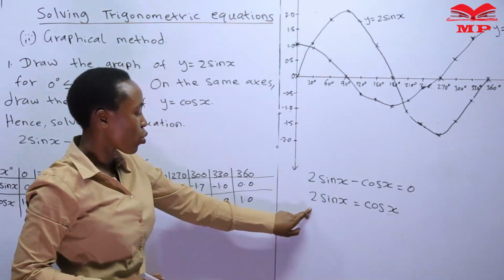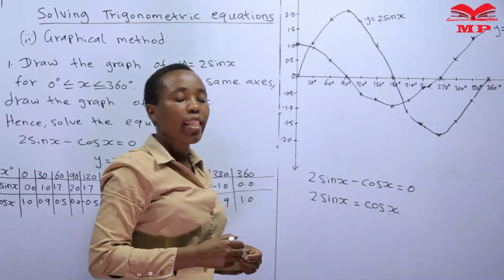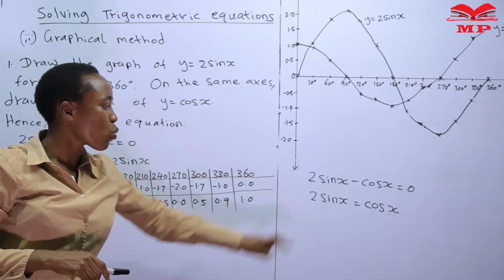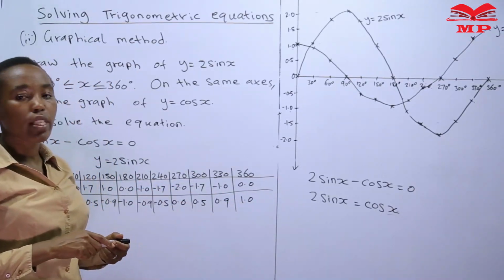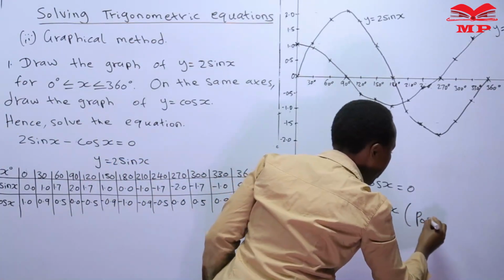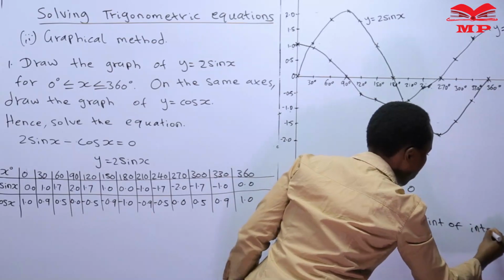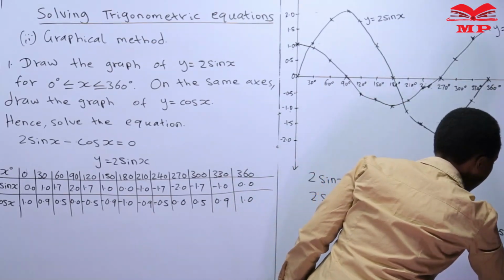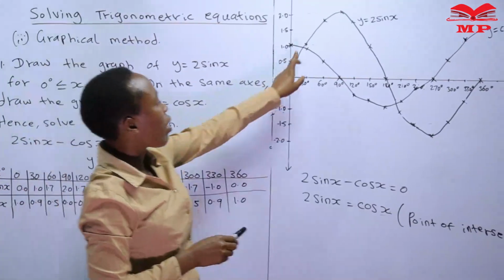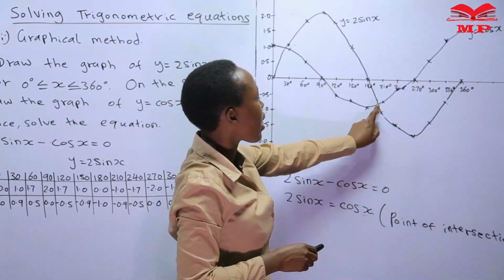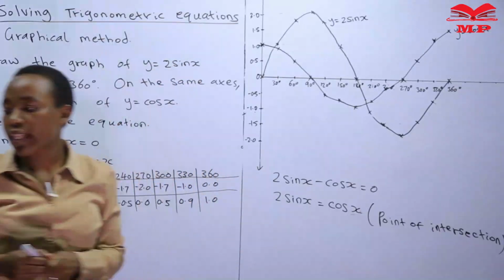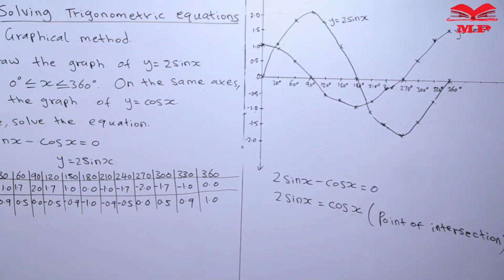This simply means 2 sine x is equal to cos x, and therefore we are going to look at the point where the curve 2 sine x equals the curve cos x, and this will be at the point of intersection of the two curves, where they intersect. We have one point here and we have another point here. So where they intersect is the solution for this.